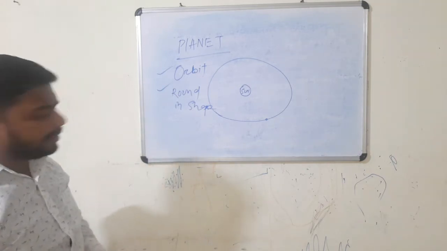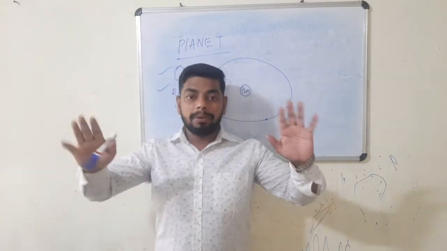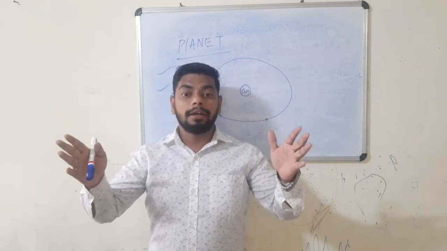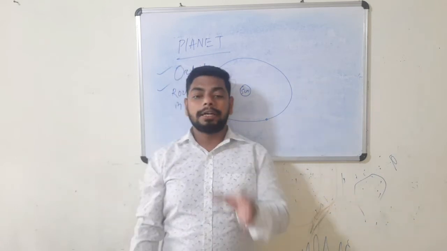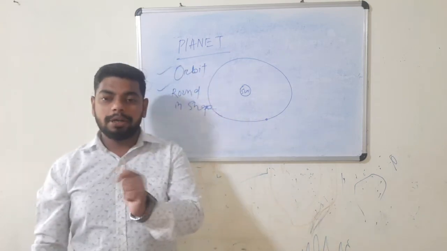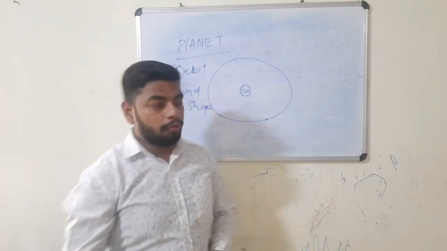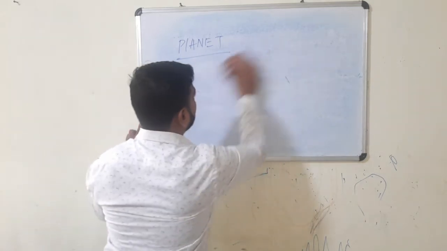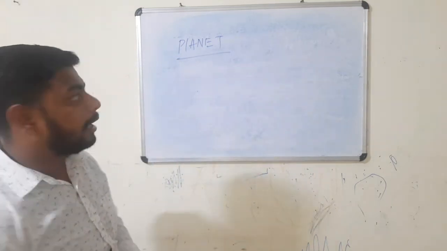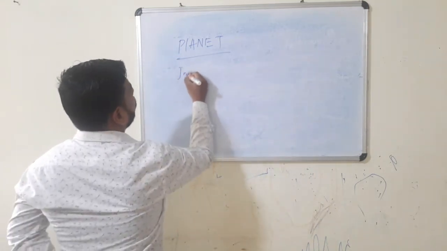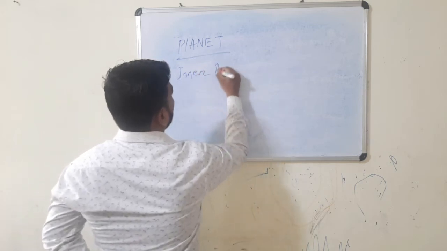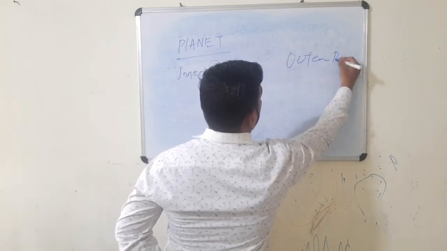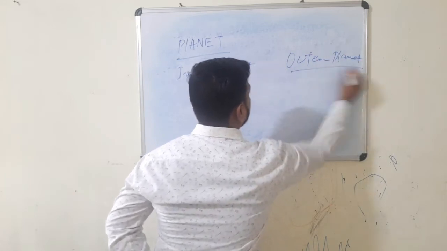Next, let's discuss all the planets. How many planets did I tell? 8. And the 8 planets are categorized into 2 types. One is the inner planet, another one is the outer planet. Okay, got it?